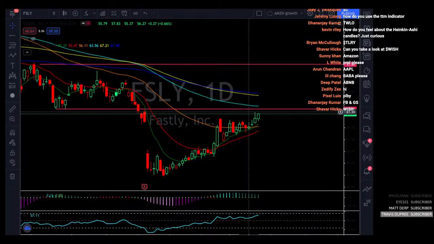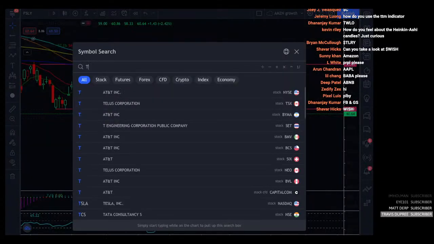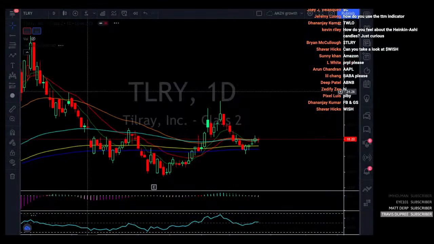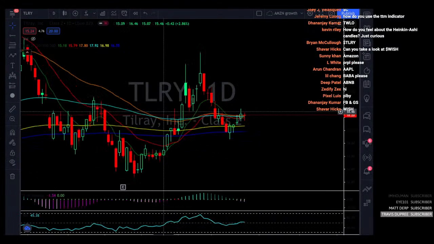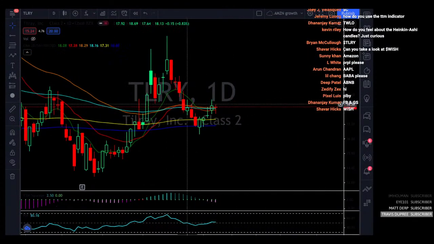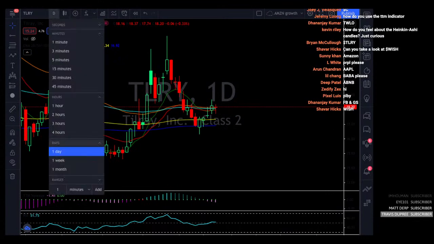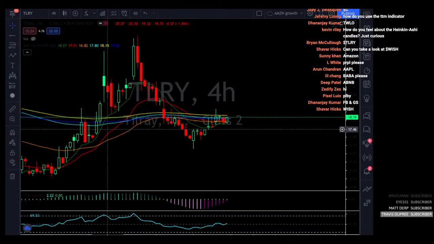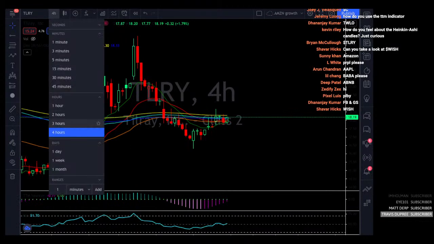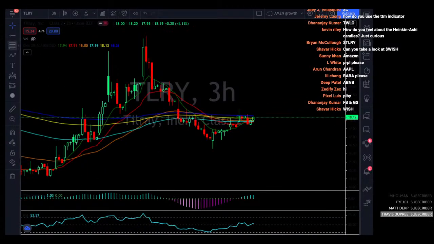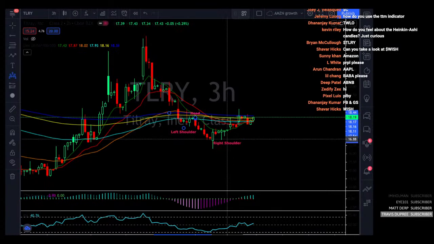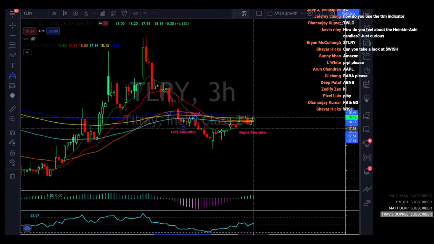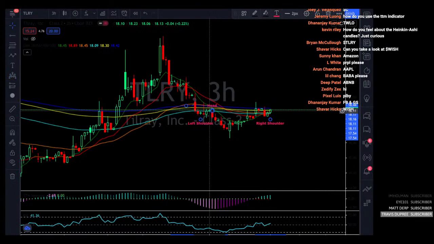All right, so next stock, I'm just going to quickly go through some Tilray. So looking at Tilray, I honestly don't see anything. This does look like a bear flag over here. If I go on a smaller time frame, alright, so maybe this kind of looks like an inverse head and shoulders. Alright, so on Tilray I do see an inverse head and shoulders, which is bullish. The left shoulder is over here, if I can do this correctly.